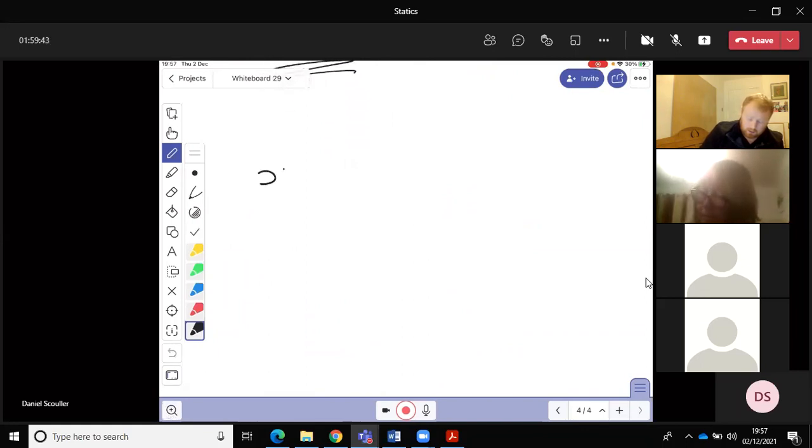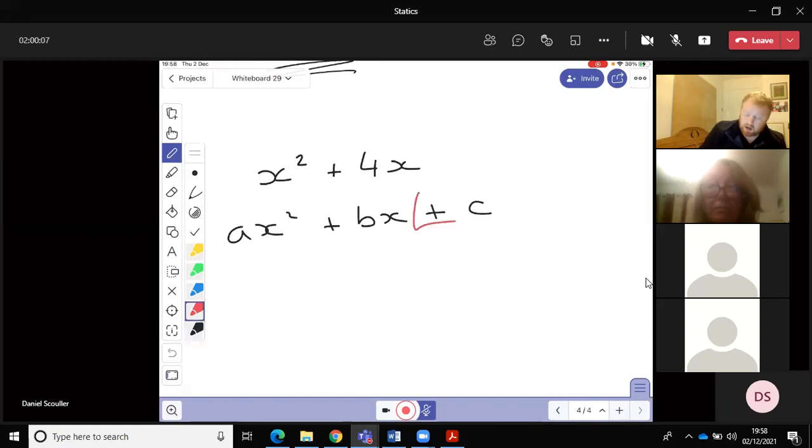Okay, so we had x squared plus 4x. That's still a trinomial that we can complete the square with. It's still in the format of ax squared plus bx plus c. There just doesn't happen to be a c. C is 0 in this case. So essentially you can still do the same process, we just don't have that plus c. But don't let that throw you.